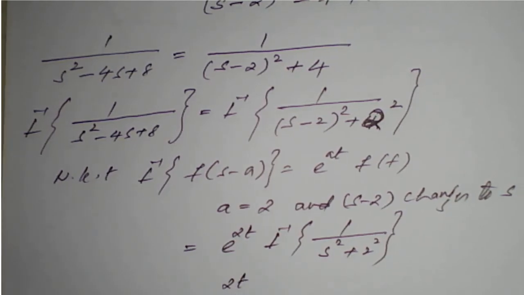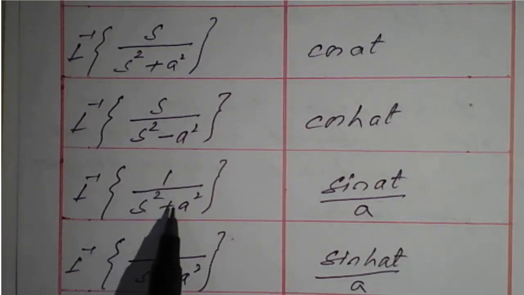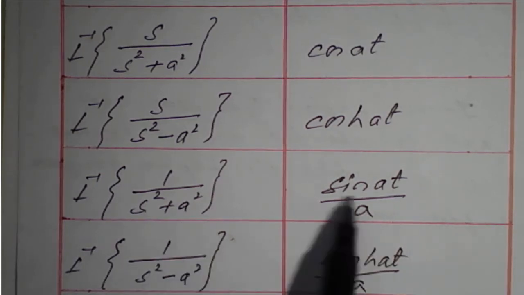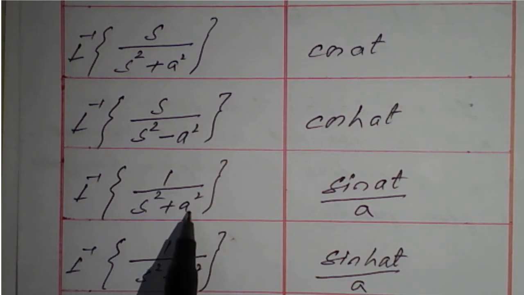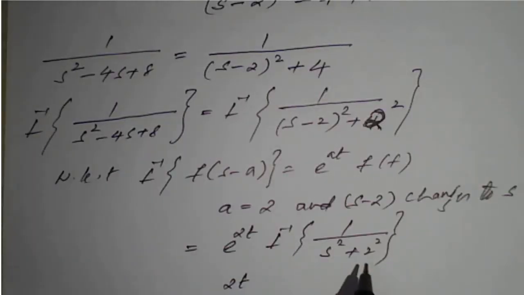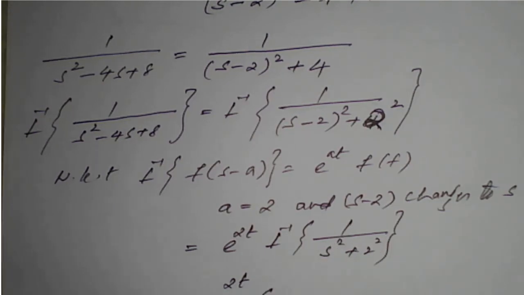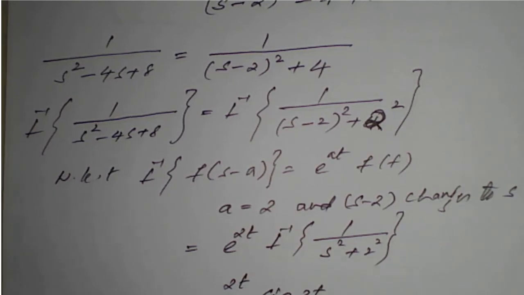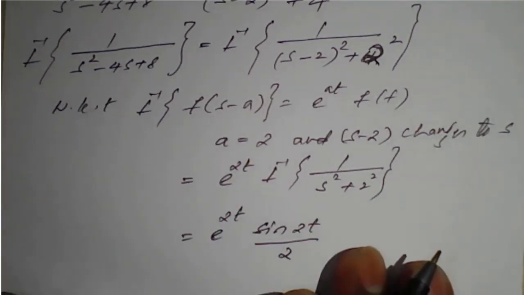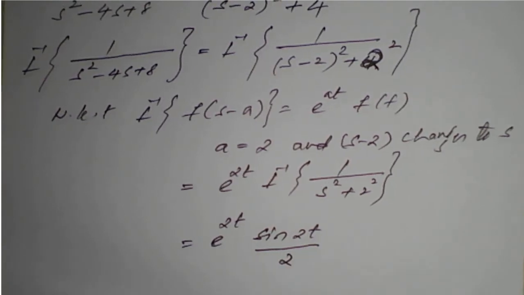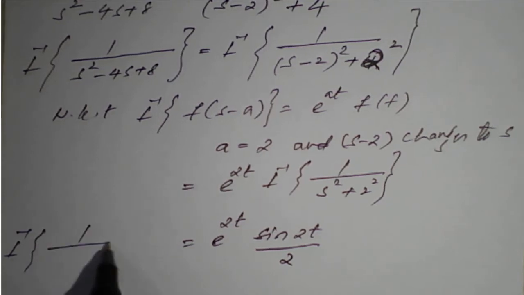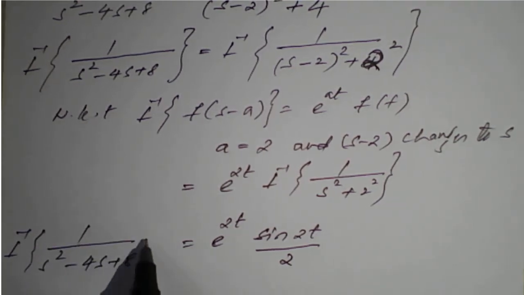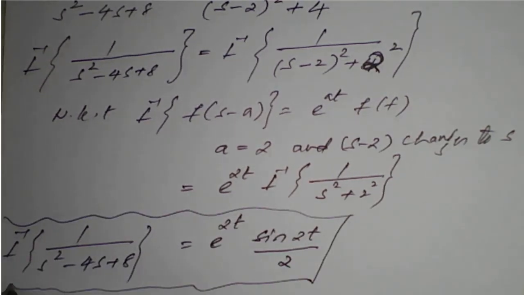So e raised to 2t. Now as per the formula, let me recall: the inverse Laplace of 1 upon s square plus a square is sine of at upon a, where a is the value whose square appears in the denominator. So the inverse Laplace of 1 upon s square plus 2 square is sine of 2t upon 2. This is our required solution. Therefore, the inverse Laplace transform of 1 upon s square minus 4s plus 8 is e raised to 2t into sine of 2t upon 2. This is the solution.